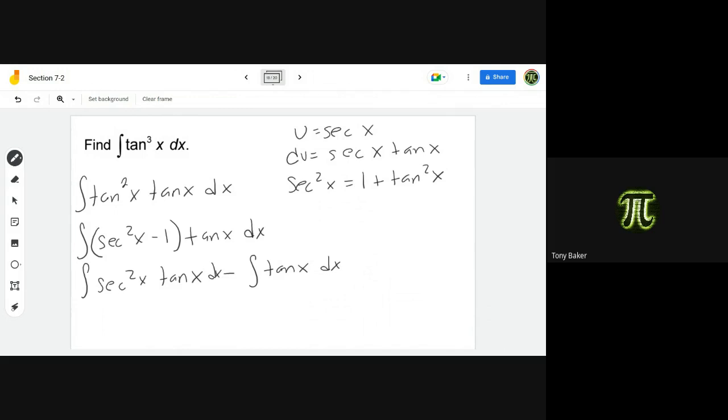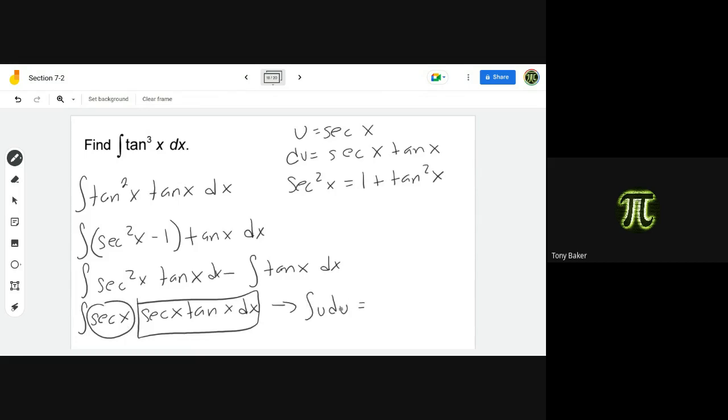All right, so we've got secant squared x and tangent x, right? We now have a secant and a tangent on the same side of the problem, correct? So I can now use what I've already got up here with my u's. So I can change this to secant x tangent x dx. So this part right here is my du, and that's u. So I have the integral of u du, which is 1/2 u squared.